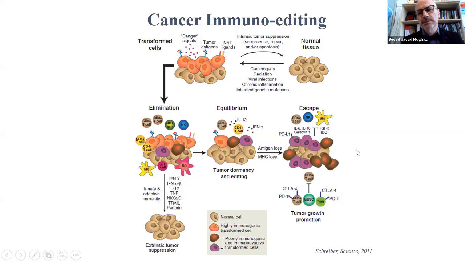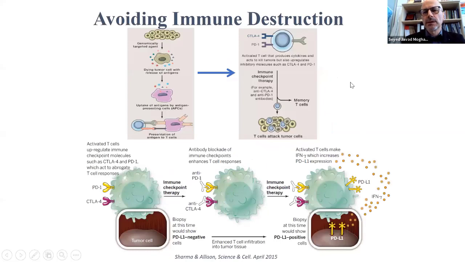But in some cases, tumor cells play smart and they can escape from control of the immune cells. How do they do that? One of the ways is by induction or activation of immune checkpoint molecules, such as PD-1 and CTLA-4, that are expressed on the surface of T cells. When that happens, they put a brake on the function of CD8 T cells. The CD8 T cells get exhausted and they cannot attack the tumor and get rid of it.